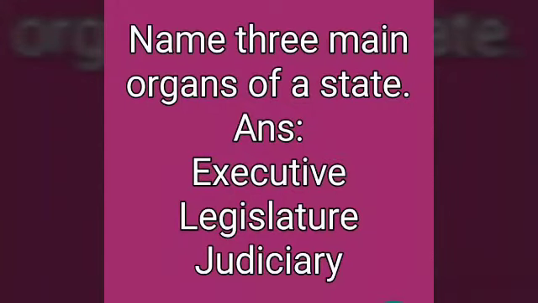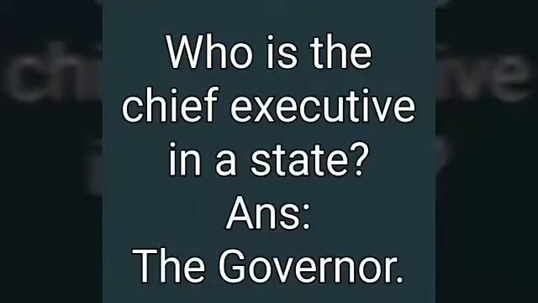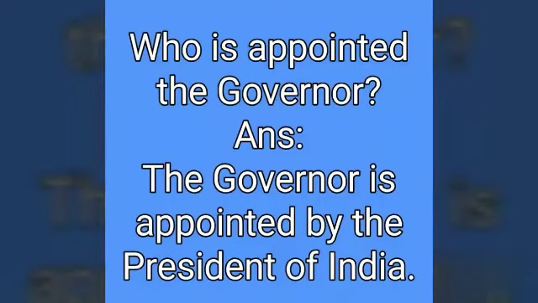Now, I will ask some questions from the previous content. Name 3 main organs of a state: the executive, the legislature, the judiciary. Next one, who is the chief executive in a state? Answer: the governor. Who appoints the governor? The governor is appointed by the President of India.